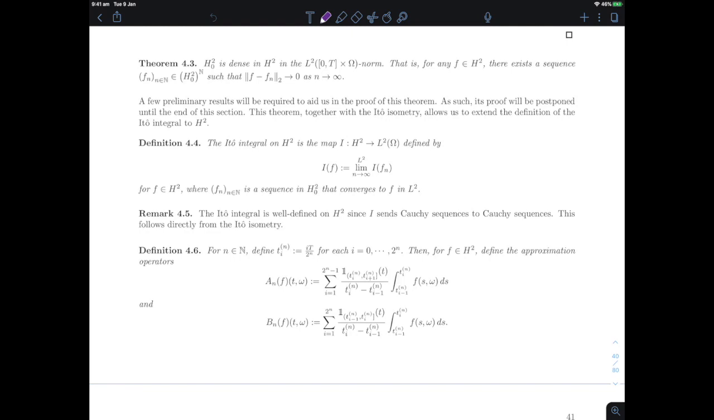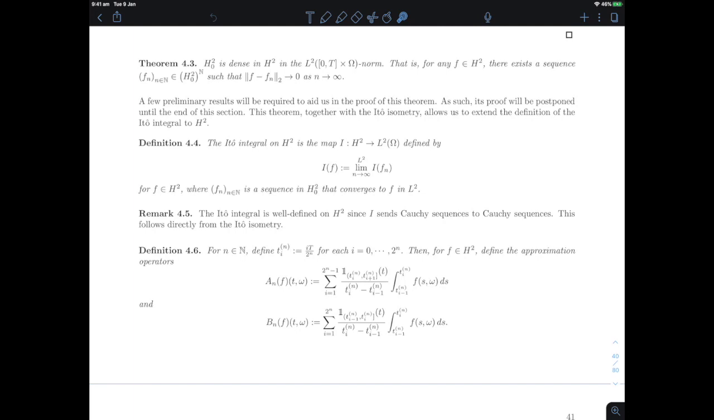So in this video, we are going to see how to extend the Ito integral from simple adapted processes, the space H2 naught, to the entire space H2, right? The space of adapted processes that are in L2 over the probability variable and the time variable. So we're going to do that using Ito isometry and a density argument.